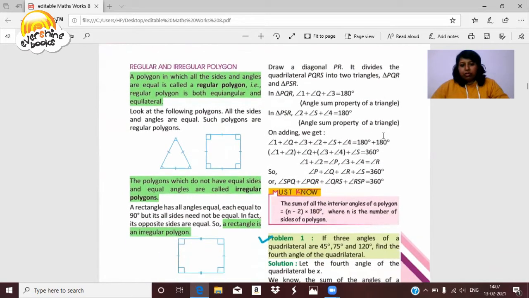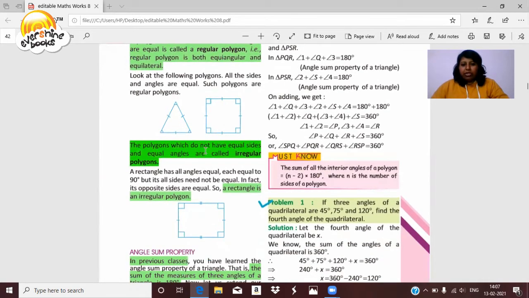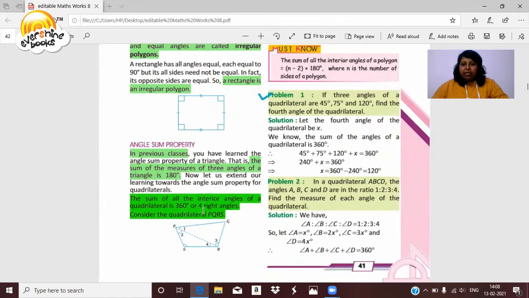Now we come to regular and irregular polygons. A polygon in which all the sides and angles are equal is called a regular polygon. These are examples of regular polygons, triangle and the square. Polygons which do not have equal sides and equal angles are called irregular polygons. A rectangle is an example of an irregular polygon. As you can see, its two sides are equal.